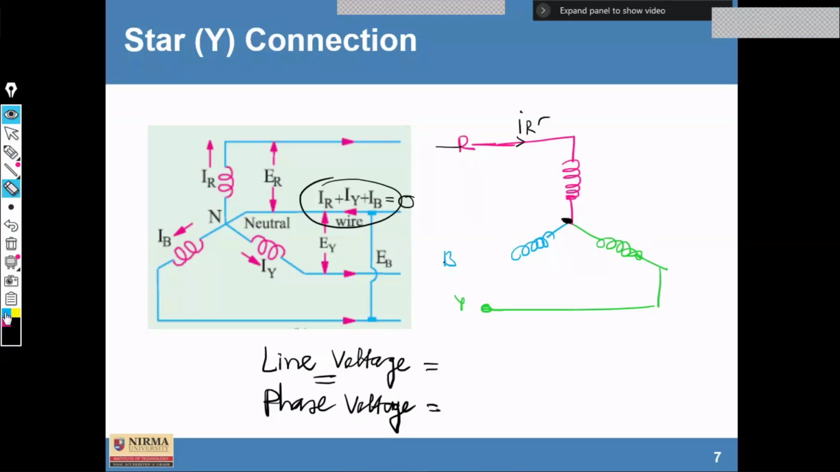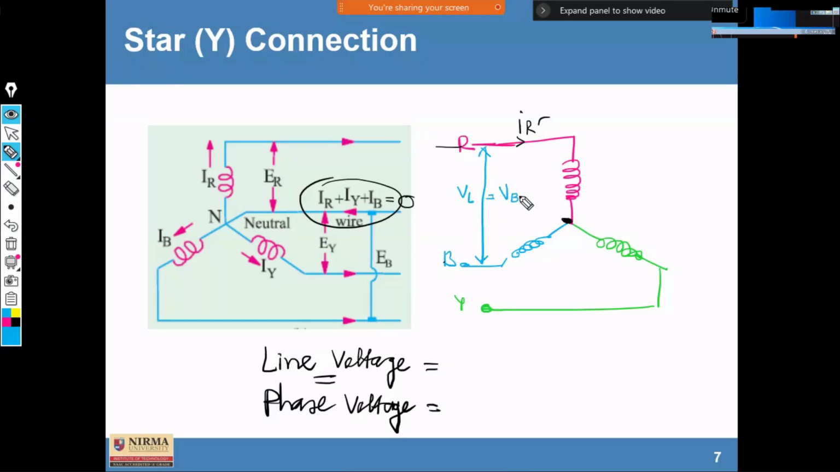So the voltage is between two different lines. Suppose there are two different lines, R and B. Here the potential difference between these two is known as line voltage, and it is abbreviated as VL. Specifically, if it is between R and B, then we can write VRB voltage. So this is the line voltage.